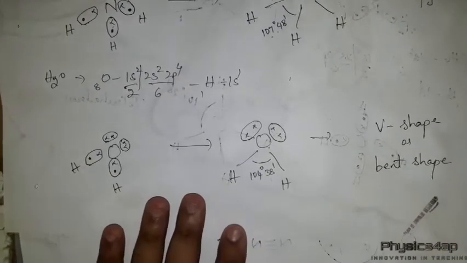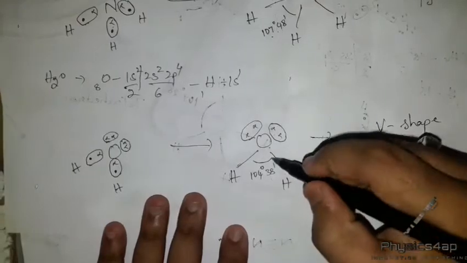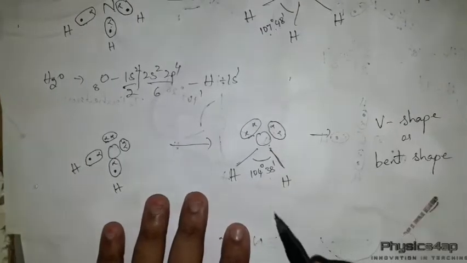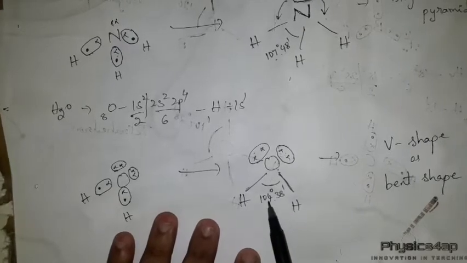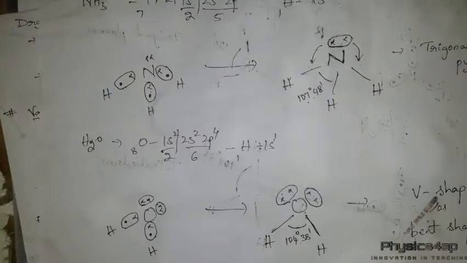So bent shape. This is the structure for the water molecule, the raw structure for the water molecule. We have the angle of 104 degrees 38 minutes. Why? Because of the more repulsion of this lone pair. As these 2 repulsions are more, the angle gets decreased over here. So this is what we have discussed today.